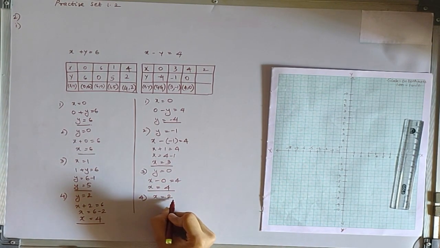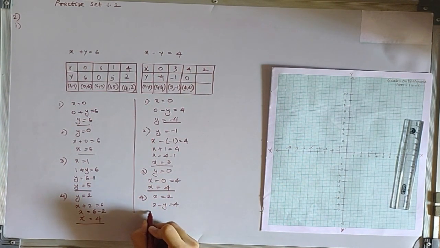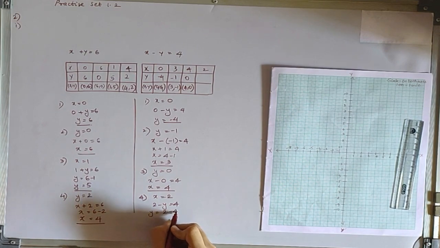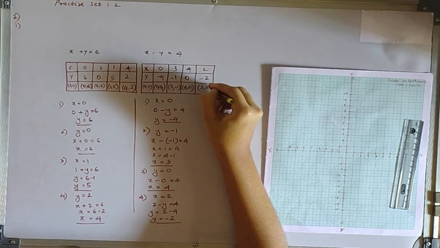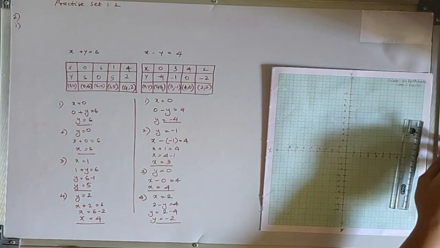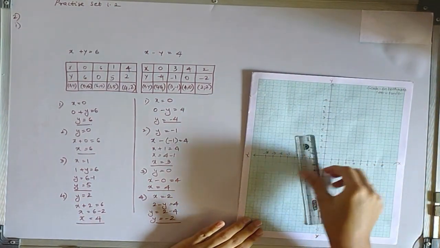So x is equal to 2. Let's see: 2 minus y is equal to 4. So what will be my y? y is equal to 2 minus 4, so y is equal to minus 2. So 2 comma minus 2 is your x comma y. Now let's plot this graph on your graph paper.